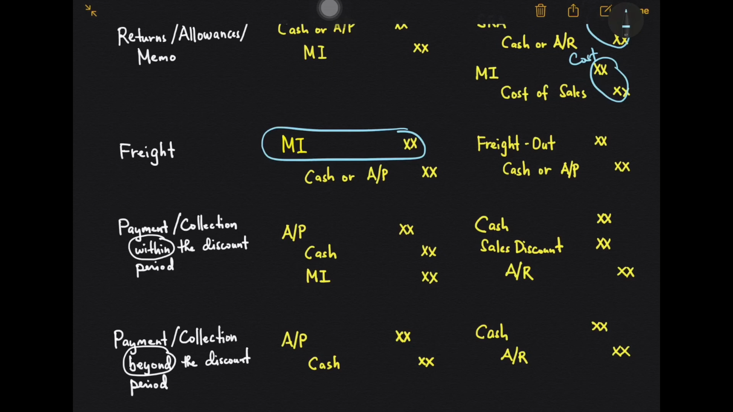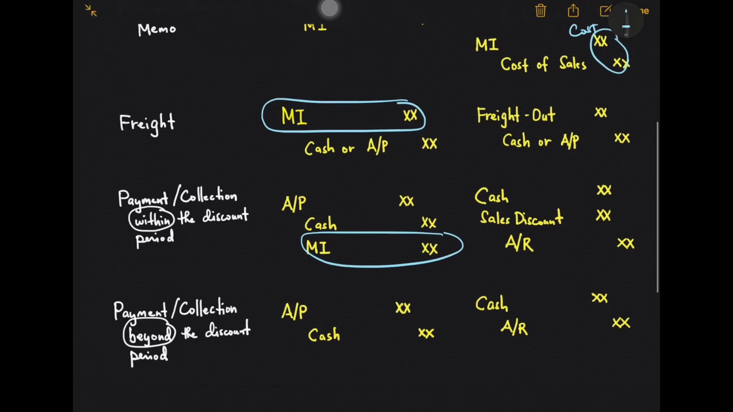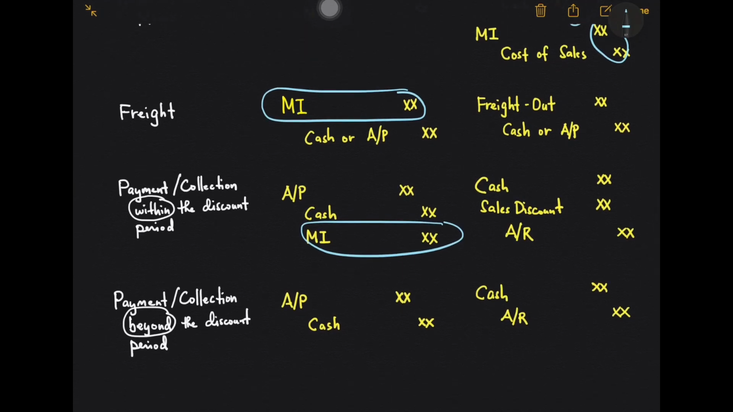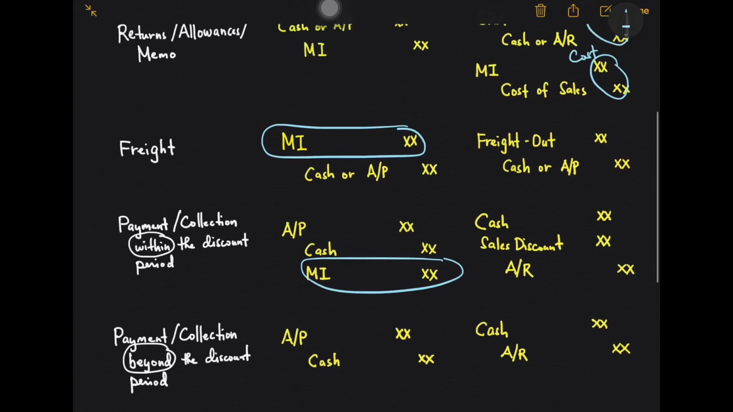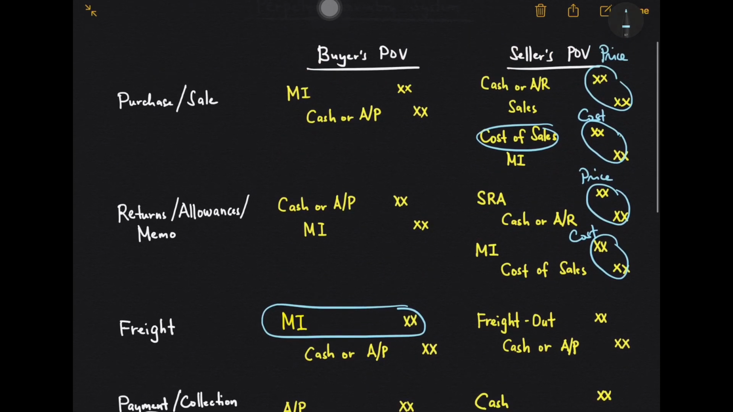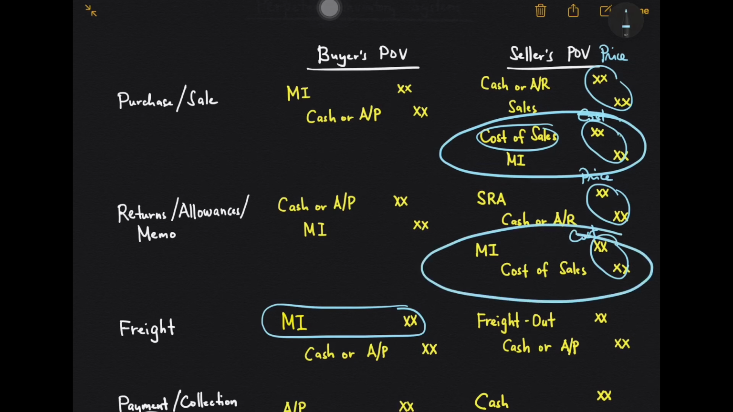Then for payment or collection within the discount period, it's the same. You will just have to change purchase discount to merchandise inventory. So for the seller, it's the same. Then for payment or collection beyond the discount period, it's the same. Just to summarize the differences, for the buyer's point of view, you will have to change purchases, purchase returns and allowances, purchase discount, and freight in to merchandise inventory. And for the seller's point of view, it's the same. You will just have to add the entry for the cost of sales. And that's the difference.